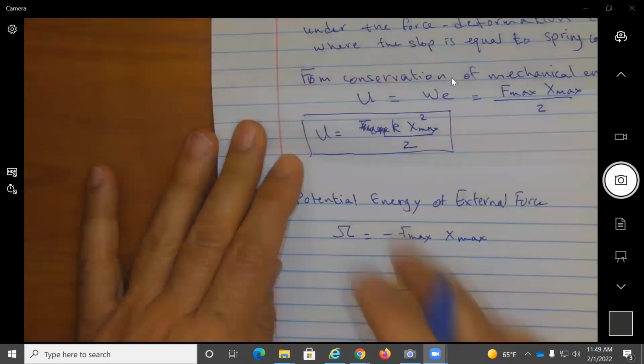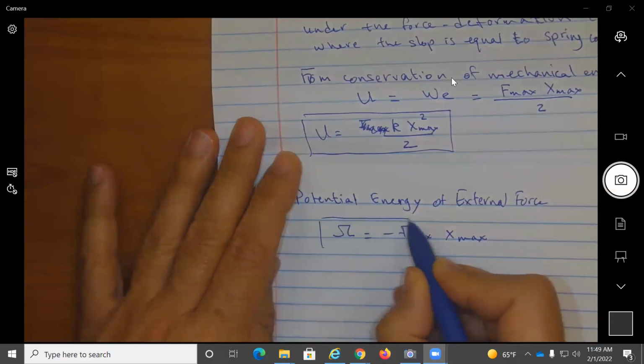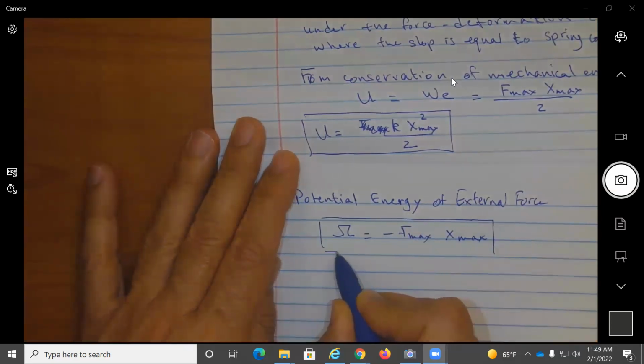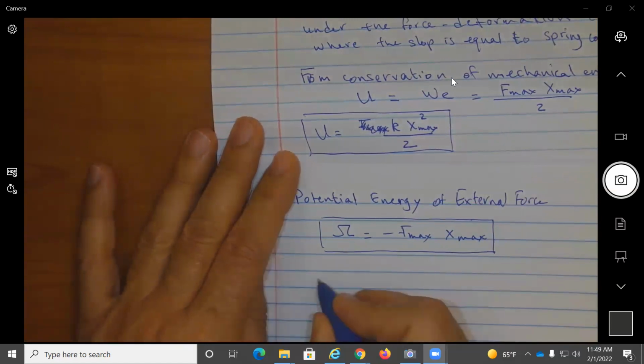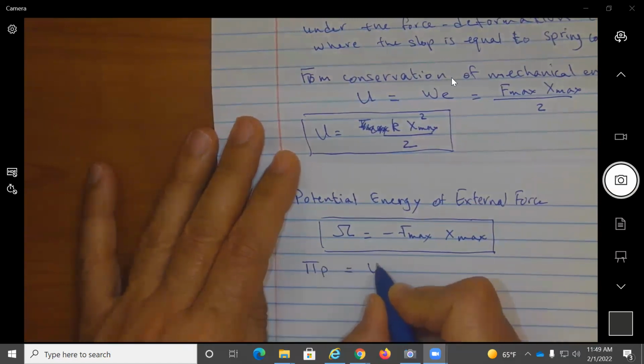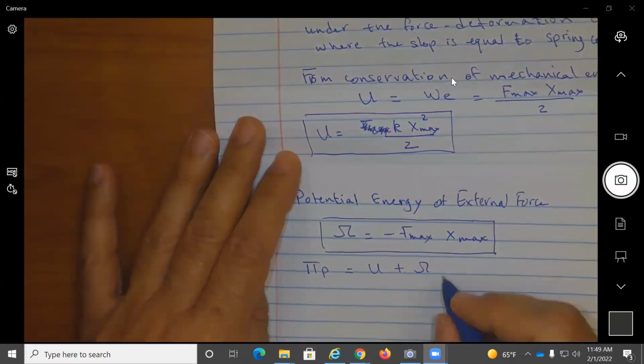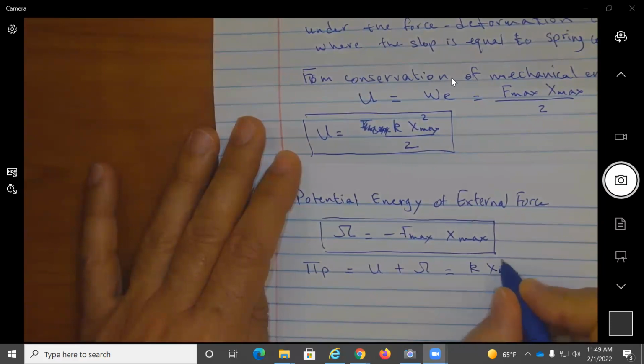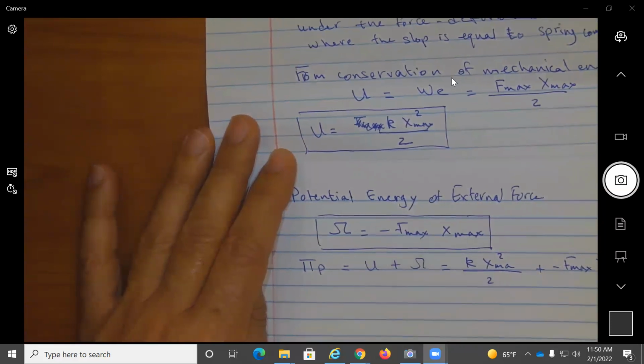So I have an expression for U. I have an expression for omega. The total potential energy pi p is equal to U plus omega, which equals K X max squared over 2 plus a minus F max X max from here.